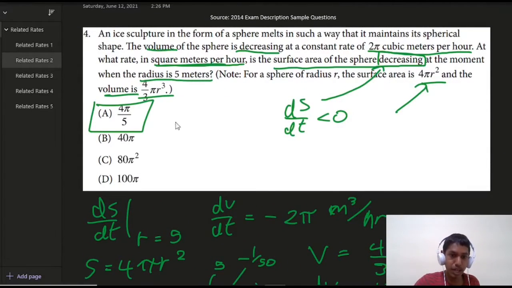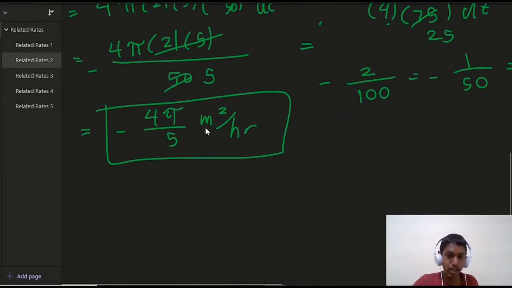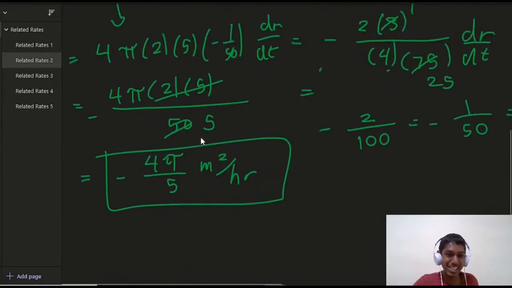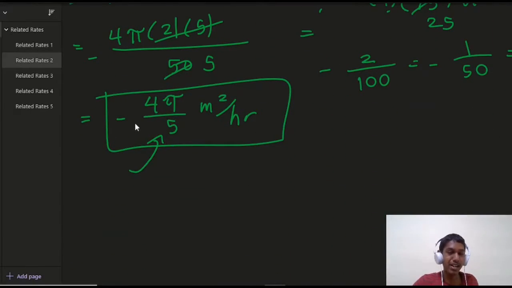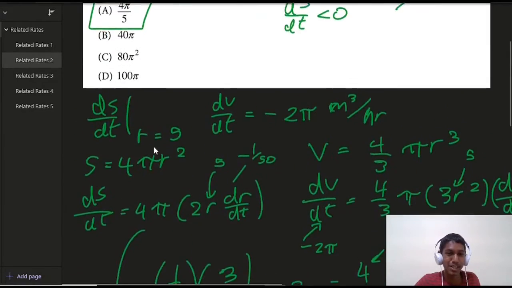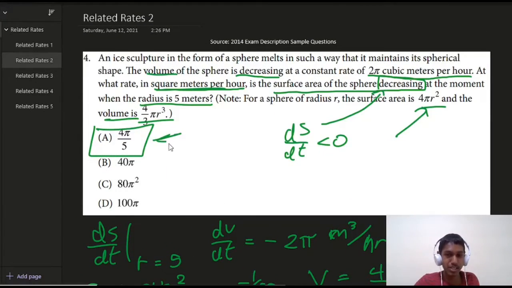Now the answer here is positive because it is asking at what rate the surface area is decreasing. So it's decreasing by 4 pi over 5 square meters per hour. You can't say that it's decreasing by negative 4 pi over 5 square meters per hour because A, that's just confusing, and B, that kind of means you're increasing. So that's why the answer is positive over here.